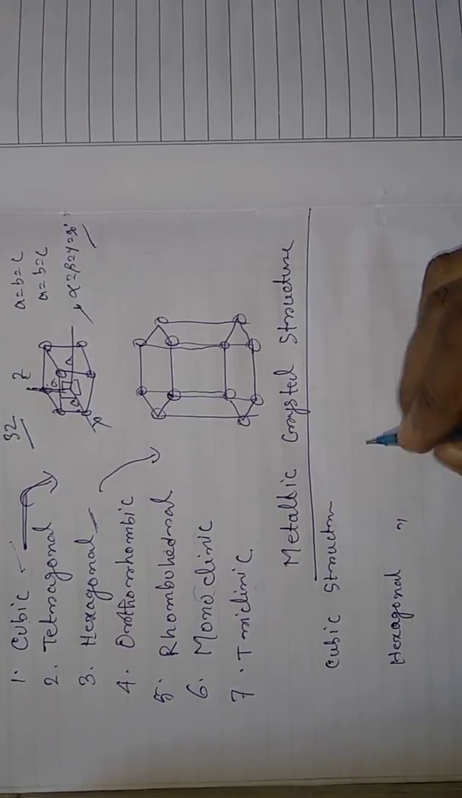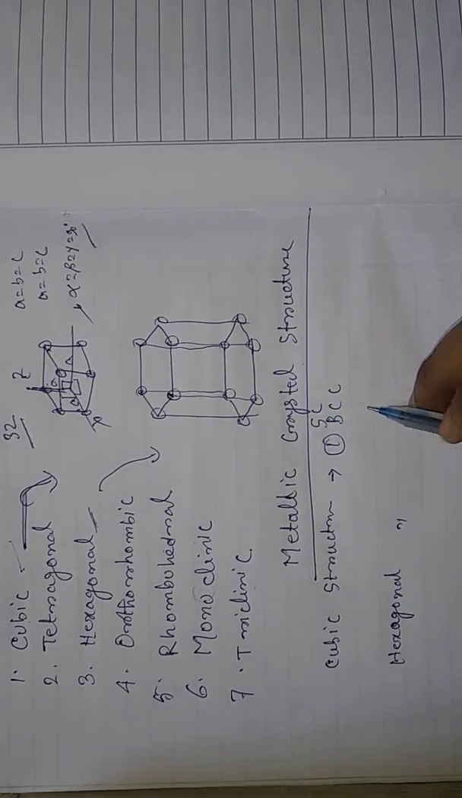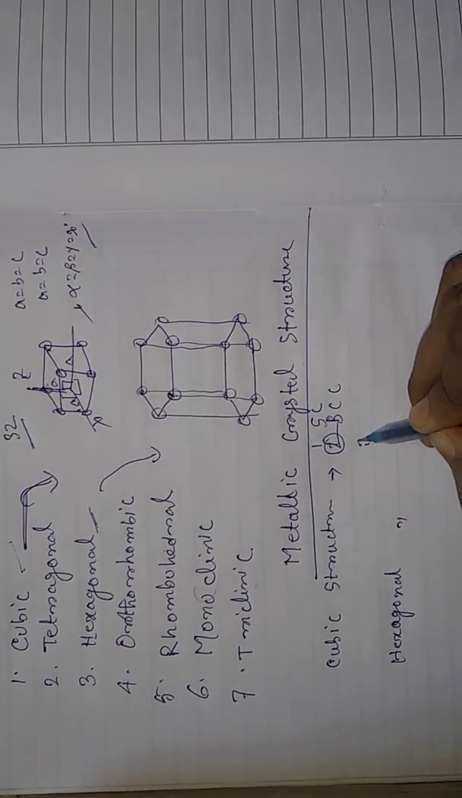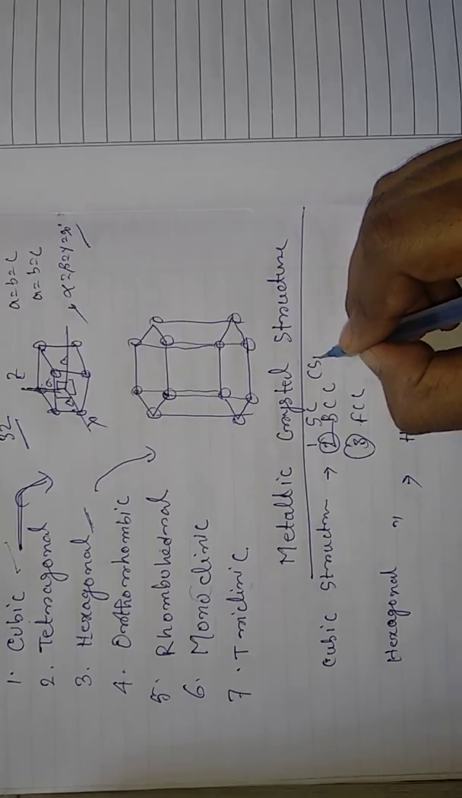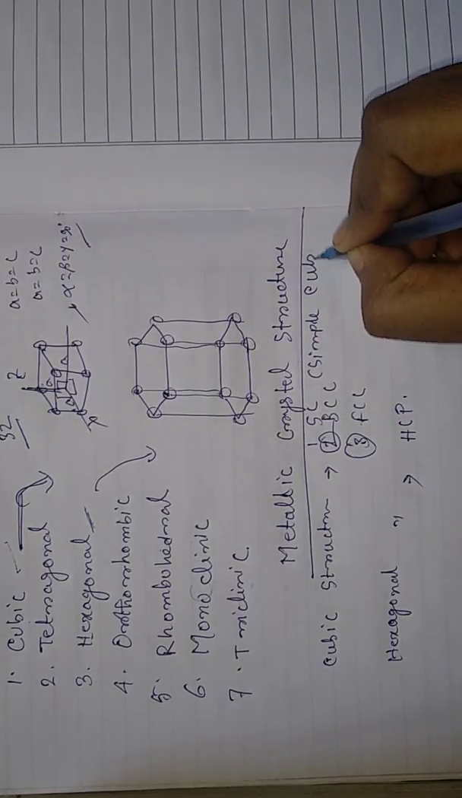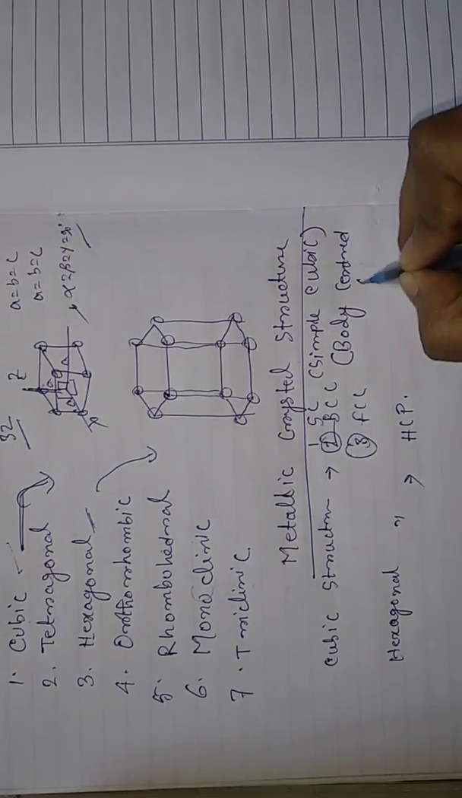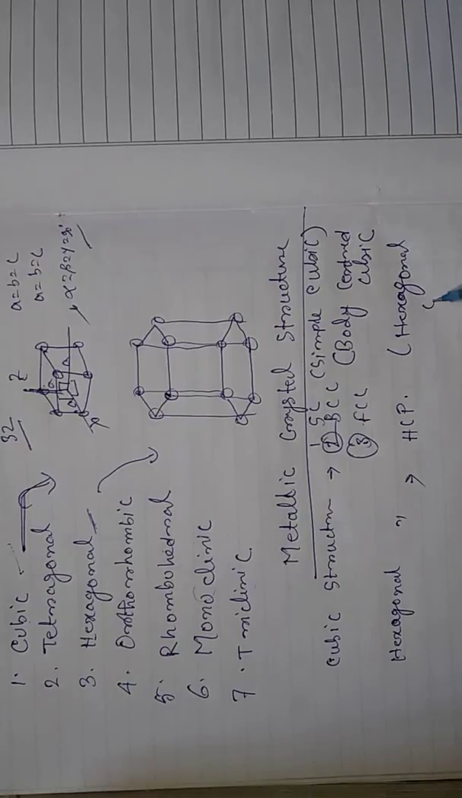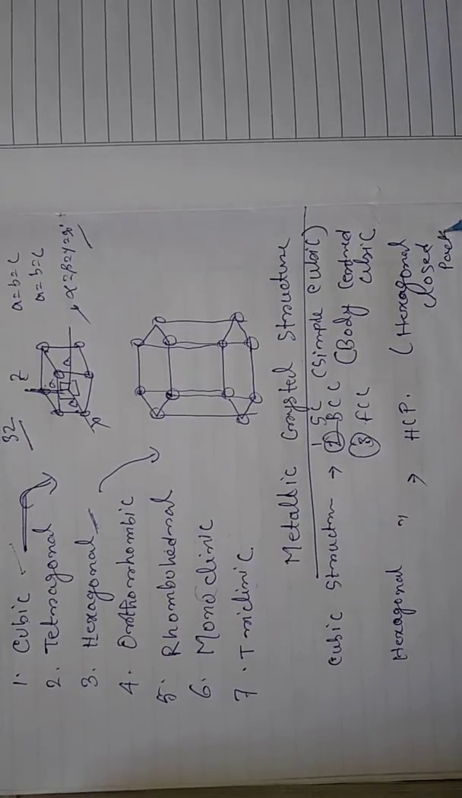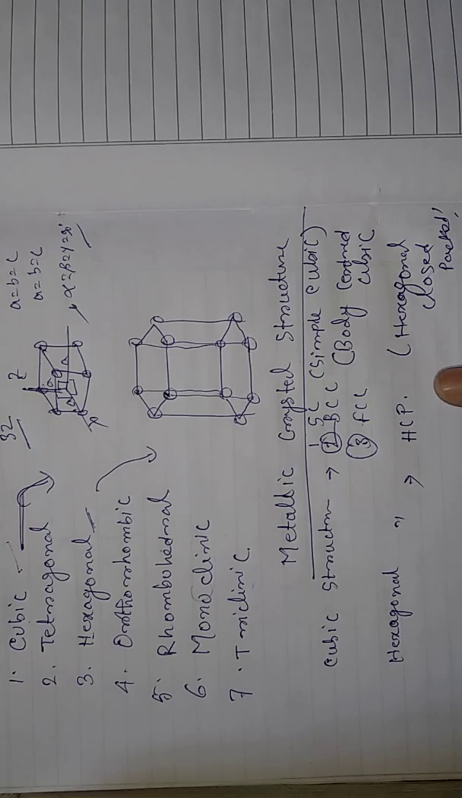In the cubic structure, it can be a simple cubic structure, a body centered cubic structure (BCC), or a face centered cubic structure. Then there is the hexagonal closed pack structure, that is HCP. So the different metallic crystal structures are simple cubic, body centered cubic, face centered cubic, and hexagonal closed pack.